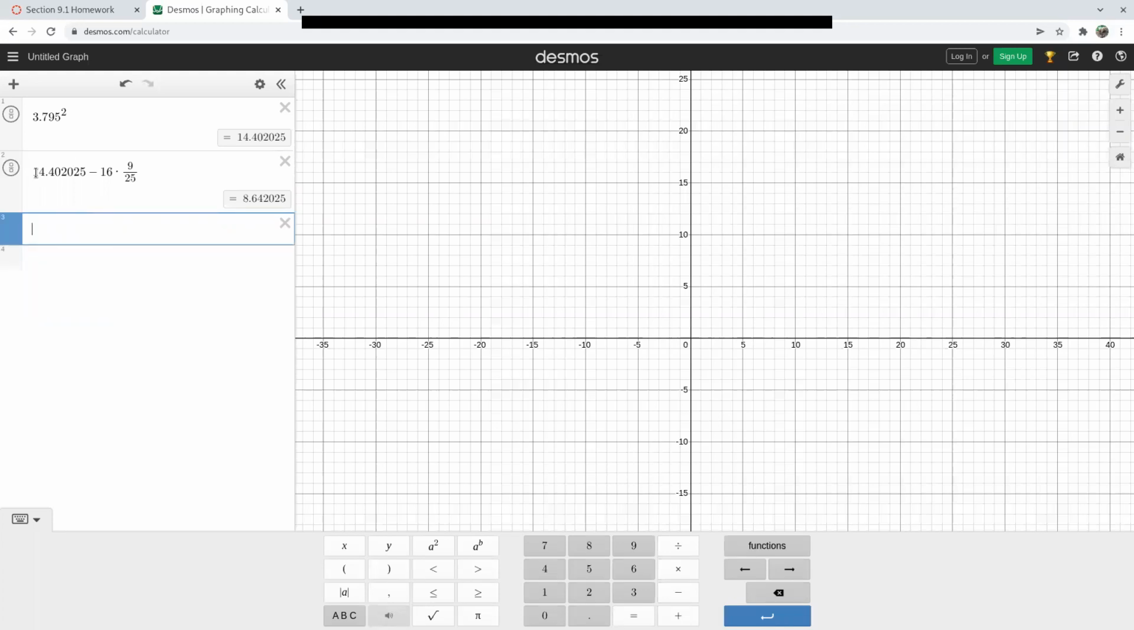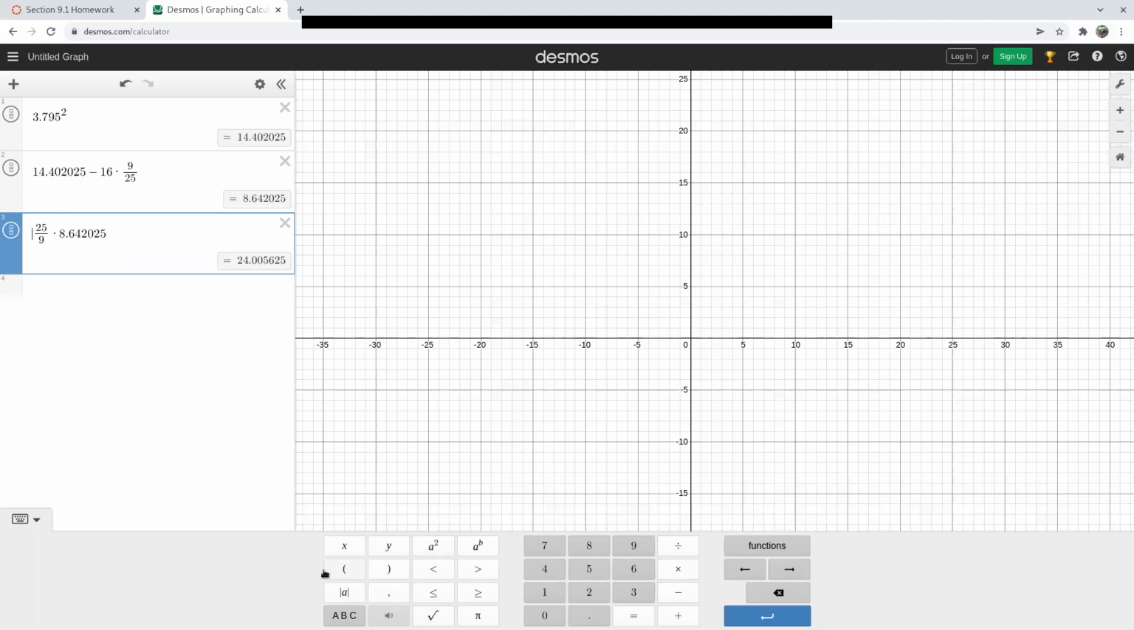And let's name that. I guess I can retype it. So we have 25 over 9 times our 8.64025. Did I type that right? 8.642025, and that's coming out kind of nice. And then we want to take the square root of that whole thing. So let's see, will Desmos let me sneak a square root in front? No, it will not.